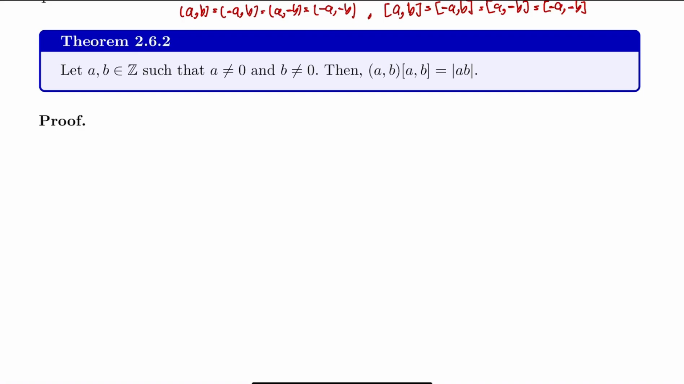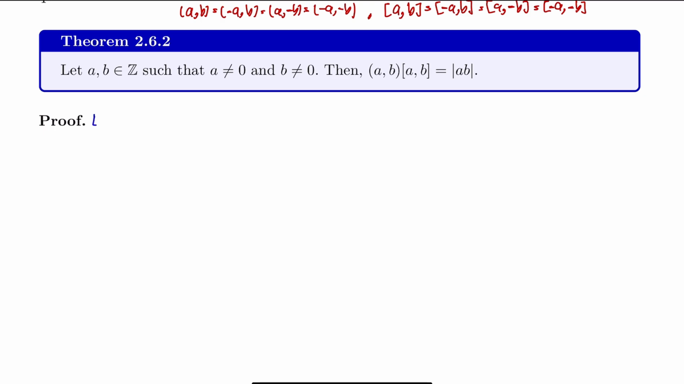Today we are going to prove theorem 2.6.2, which states that let a and b be integers such that a is not 0 and b is not 0. Then the greatest common divisor of a and b times the least common multiple of a and b equals the absolute value of a times b. Now, what can we do with this?